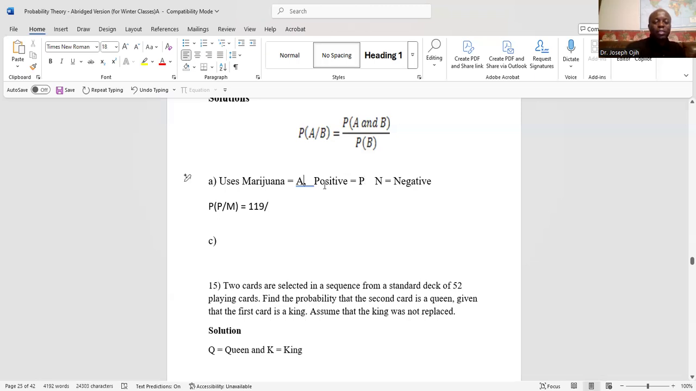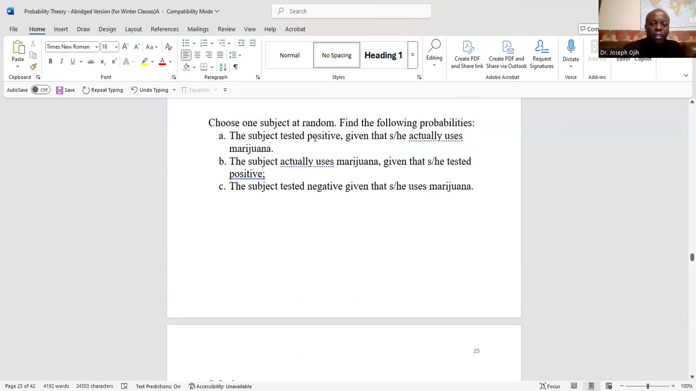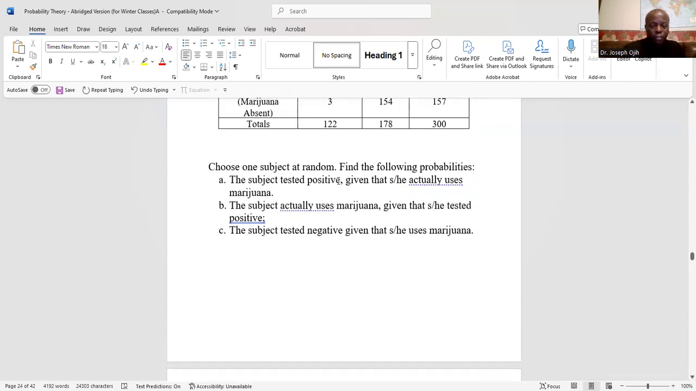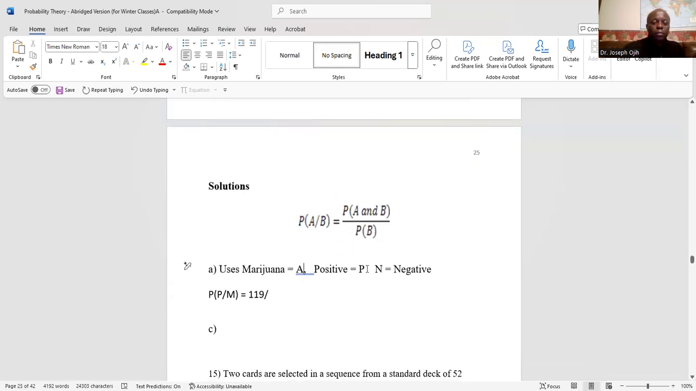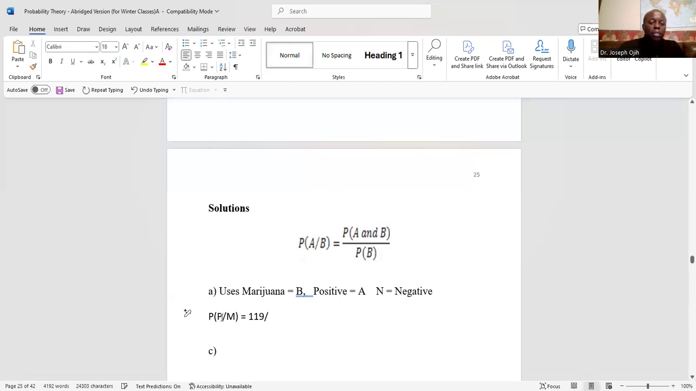Let me look at the question again. A for testing positive, so that you don't get confused. B for using marijuana, N for negative. That will not confuse you. Now we can do it that way. So the subject tested positive, given that they use this, which is B.